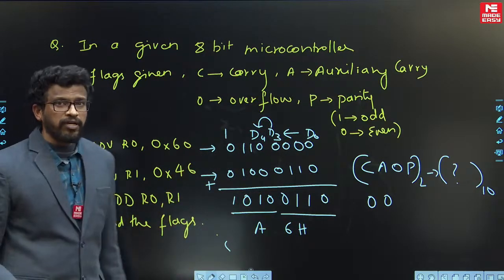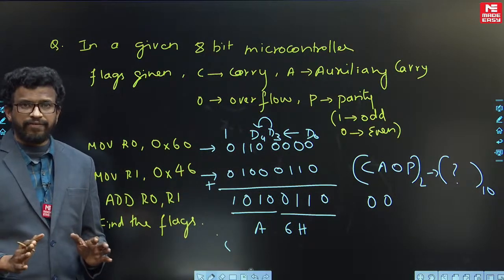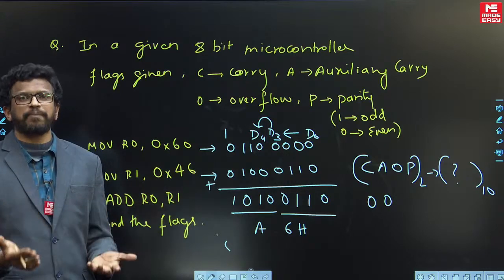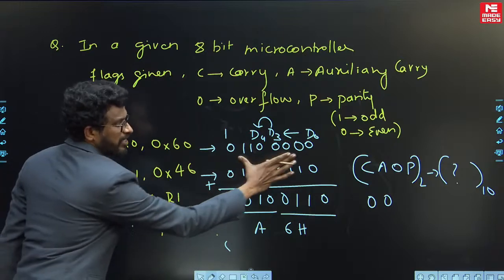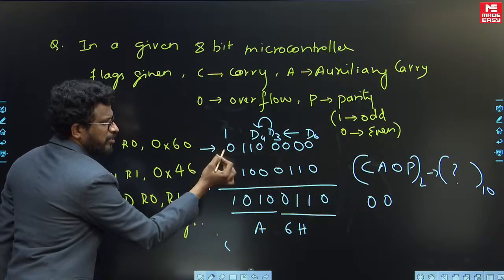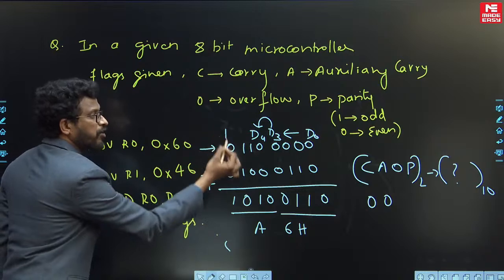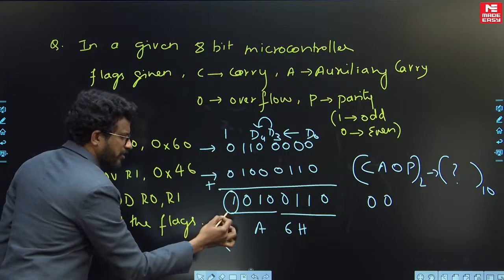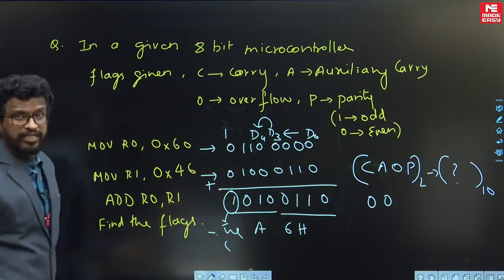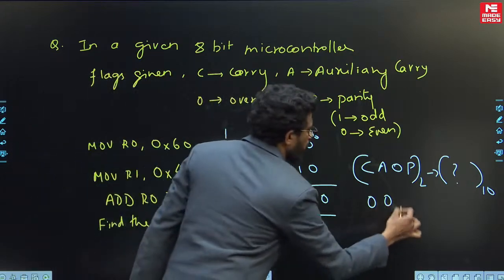So what is overflow? In a signed operation, if the result of the signed arithmetic is more than the representable range, then overflow will come. Observe these two. If you take signed numbers, only 7 bits are magnitude, 8th bit is sign. So 0 means positive, this is also positive. When you are adding two positive values, the result, this is the MSB bit, right? So the result is showing as negative. It means overflow is present, and hence we can say overflow is 1.